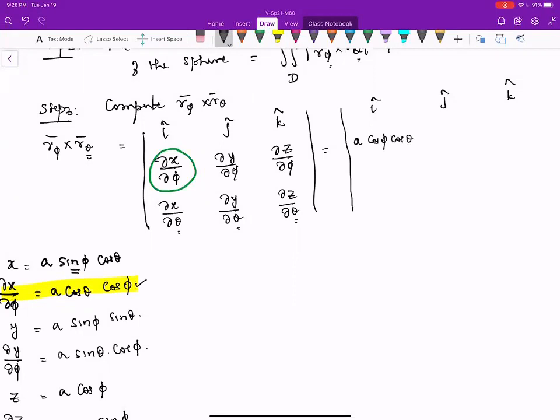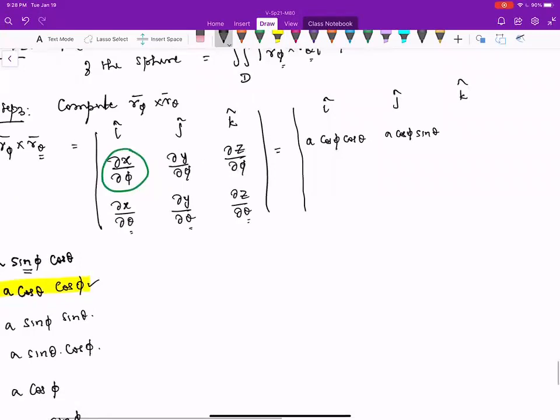Next, a cosine phi, sine theta. Next, it's negative a sine phi. Same way, if you do the same process with respect to theta, you're going to get negative a sine phi sine theta, then a sine phi cosine theta, then 0.